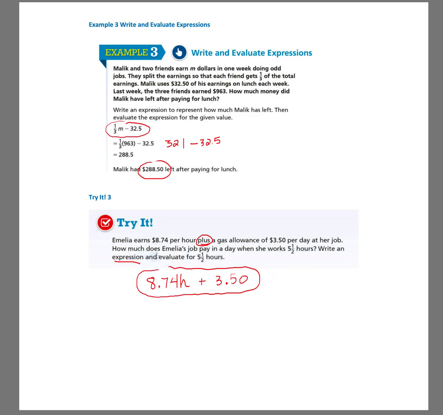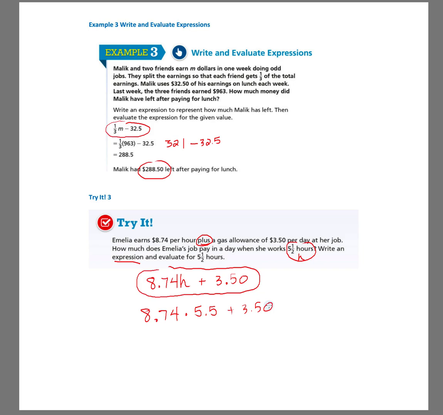And then we are asked, how much does Amelia's job pay in a day when she works 5.5 hours? So this is the H. So we're going to take 5.5 and replace that H with that 5.5. So it's going to be 8.74 times 5.5, and I'm going to write that as 8.74 times 5.5 plus 3.50 for the gas allowance. And again, if the numbers were nicer, we could follow the order of operations and do that manually. I'm going to type it in, but I am still going to try to show a step here.